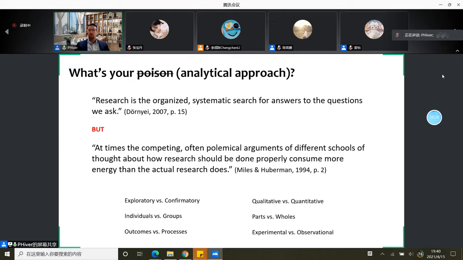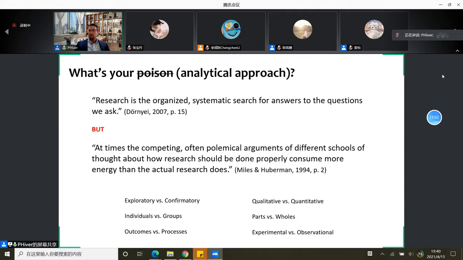So as Miles and Huberman say, at times the competing arguments of different schools of thought about how research should be done properly consumes more energy than actual research does. So this is something that my co-author Ali Al-Hoorie and I found when we were writing this book. And it's incredibly unfortunate. As the famous saying goes, these methodological debates are so fierce because the stakes are so low.